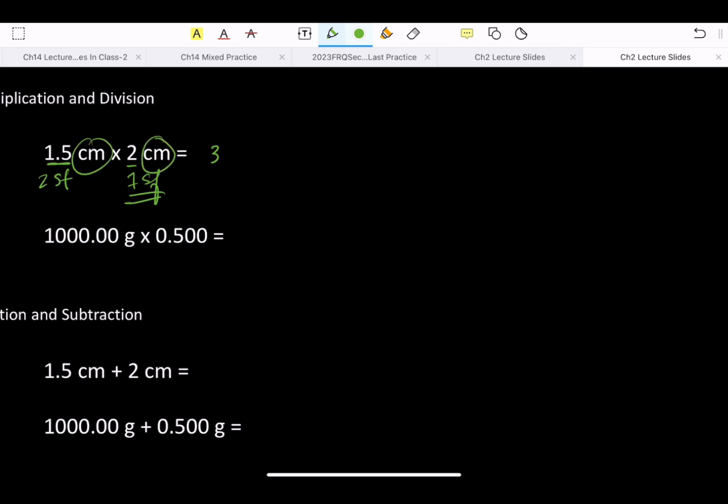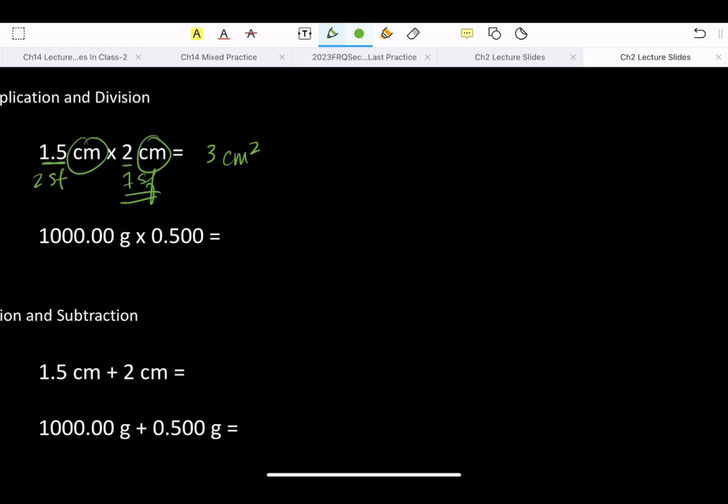Now let's think about our units. If I take centimeters times centimeters, what do I get? Centimeters squared. So the answer here is 3 centimeters squared, no decimals, nothing extra, because one significant figure is the limit of my precision.